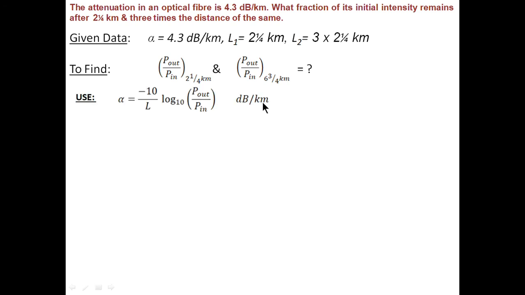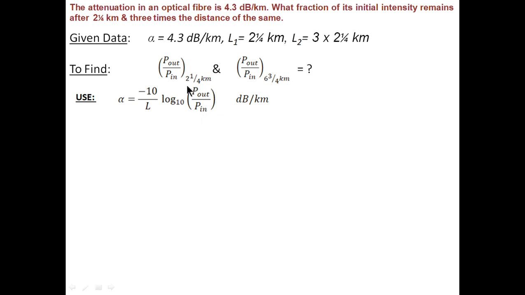All right, use the equation. Alpha is equal to minus 10 by L, which is the distance, log to base 10 P output by P input, in dB per kilometer. Now we know that P input and P output are not given. Remember, alpha is given. L is given, but in a different sense. The whole problem revolves around L. For 2.25 kilometer, what is the P out by P input ratio, and for 6.75 kilometer, what is P out by P input? That is what you are supposed to find out.